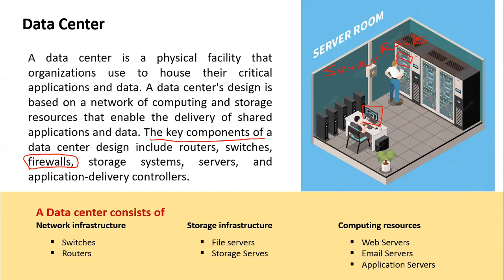Then storage systems, there are storage servers which have hard disks. See, normally these are the storage servers you can see in this image as well, right? With hard disks. Then servers and application delivery controllers, right? All these critical devices will be stored in a separate room, and this room will be secured physically as well. Fingerprint and password links keep the data center secure.